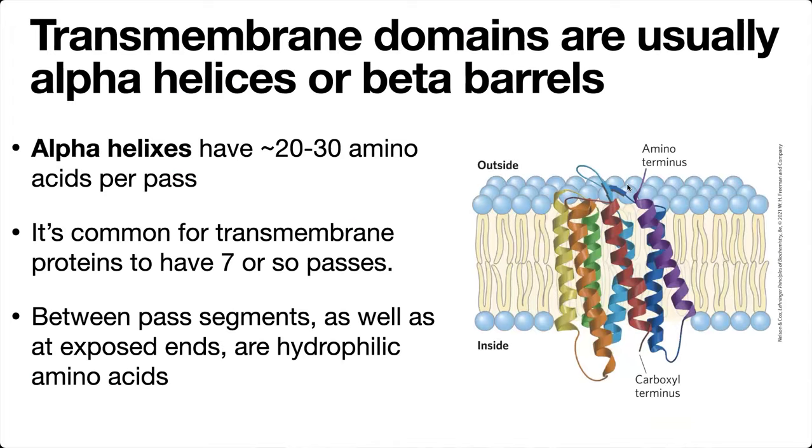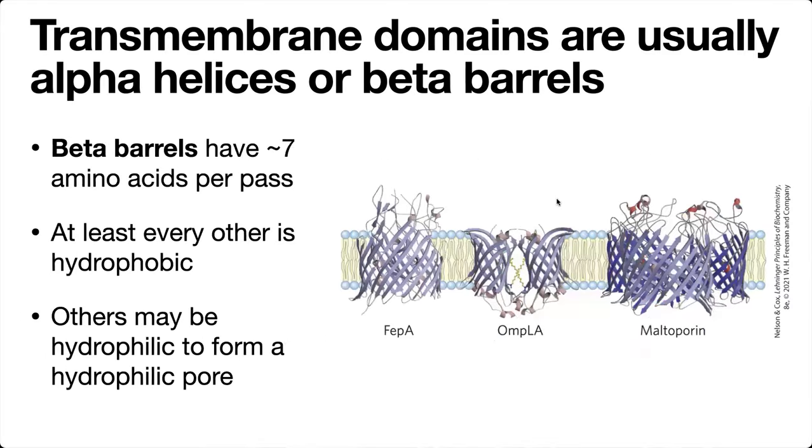So instead, we're going to have multiple alpha helices. You don't need to worry about knowing these actual numbers for this class, but typically you're going to have 7 or so alpha helices spanning the membrane in order to form one of these channels or pores. Each of these passes through the membrane is going to have 20 to 30 amino acids. Then you have your ectodomain on the outside and your endodomain on the inside, and these are going to be hydrophilic, but the parts that are actually facing the lipids are going to be hydrophobic.